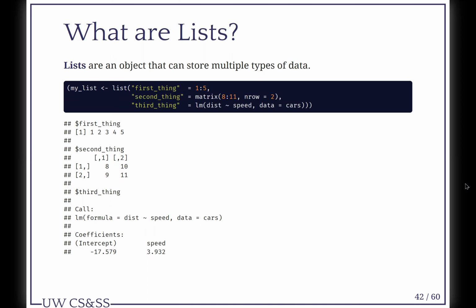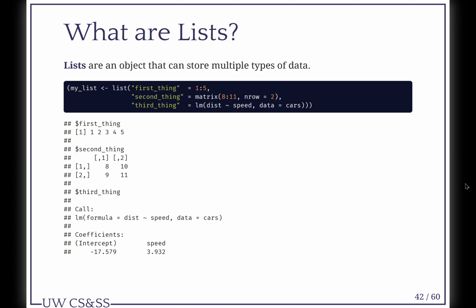So note with vectors, it all had to be a character, or it all had to be numeric. And the same went with matrices. It all had to be an integer, it all had to be character, what have you. With lists, they can take any data and multiple types of data.